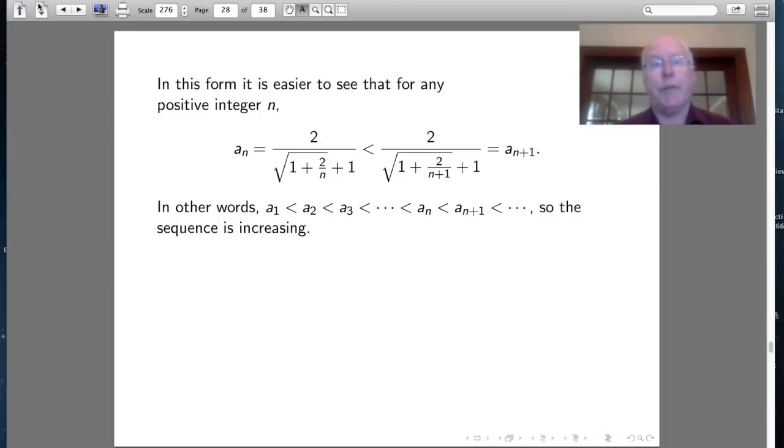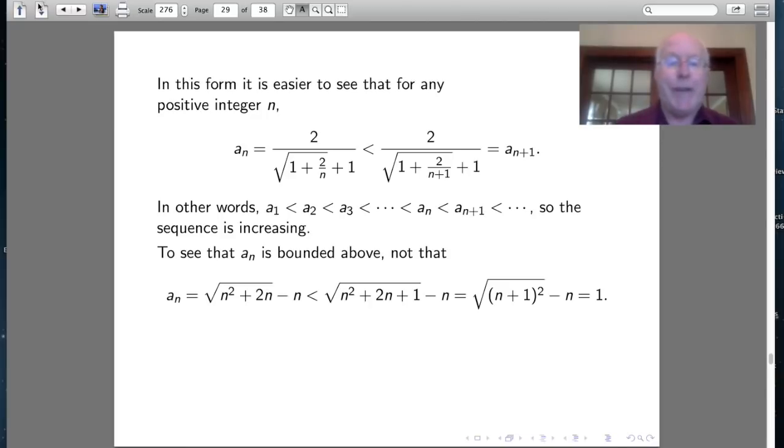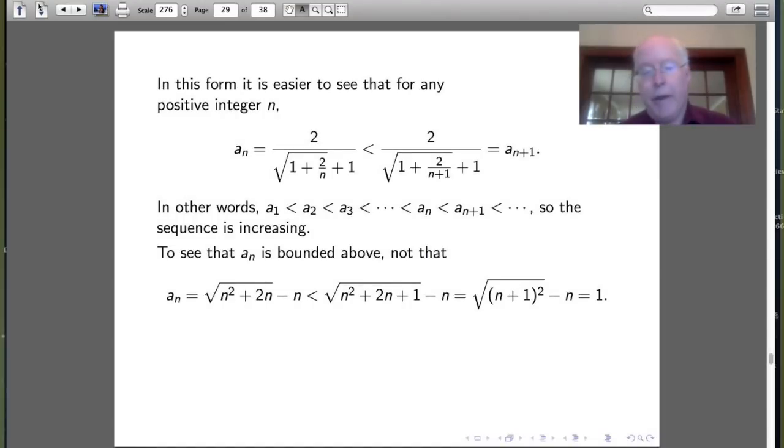Showing a sequence like this is bounded above often takes a little bit of insight. There's lots of techniques to do that. In this case, we can do the following. So again, let's write a sub n right here. And notice we can get a number bigger than a sub n just by adding this 1 under the radical.